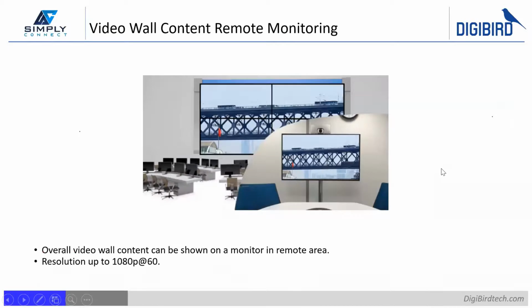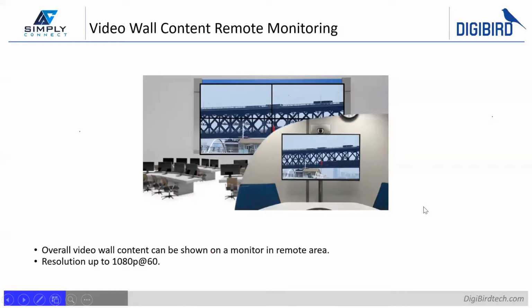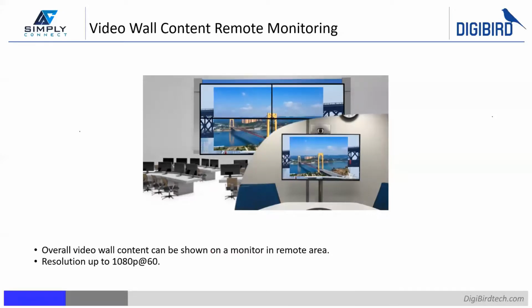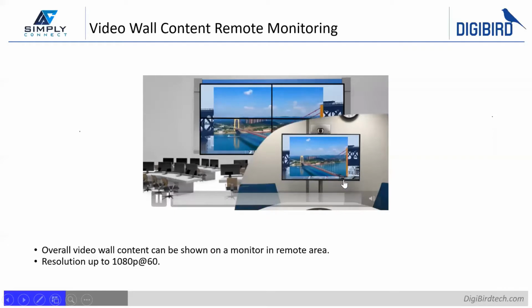Then there's video wall content remote monitoring. For Digibird, there is a monitoring card outputting full HD. As you can see over here, there's a 2x2 video wall. From the Digibird output card, there's one port you can connect to, let's say in another meeting room or crisis management room, to connect to one TV, and you want to see the content of the video wall. You can do that as well. As you can see, the single display shows exactly whatever is shown on the video wall.